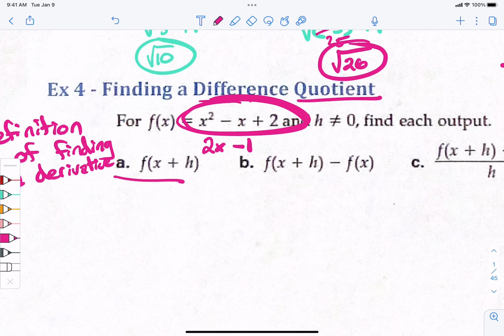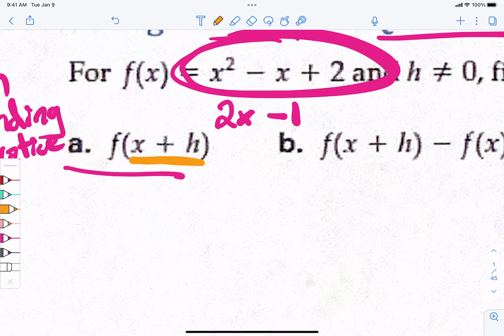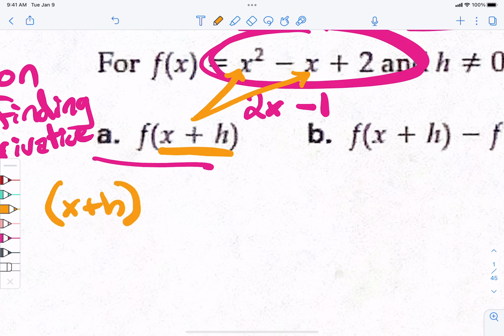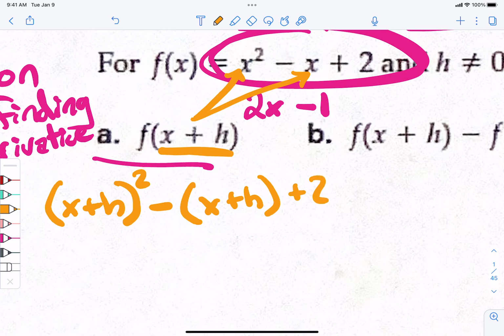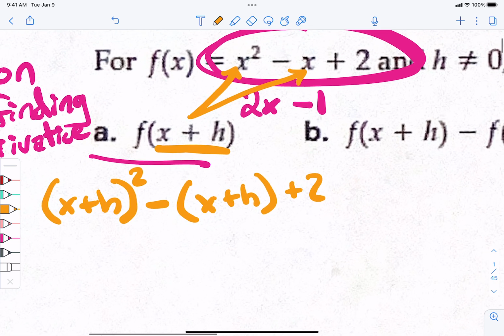So x squared minus x plus 2, they are saying plug in x plus h into the x's, both of them, okay? So I'm plugging in x plus h in there. Ready? (x plus h) squared minus (x plus h), and then plus 2. That's that first part. Do you see how that works? We're plugging that in, and we're going to solve and simplify it. Do you see how I plug that in? Plug those in for x.